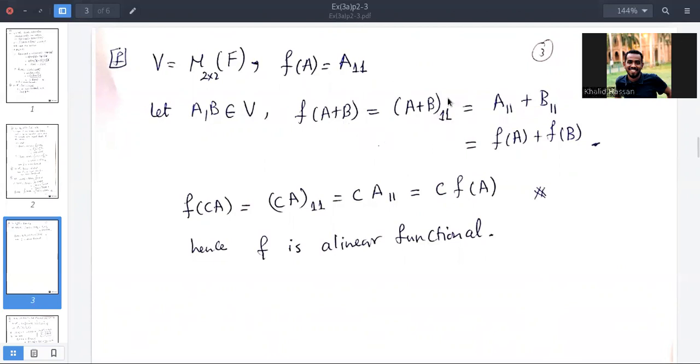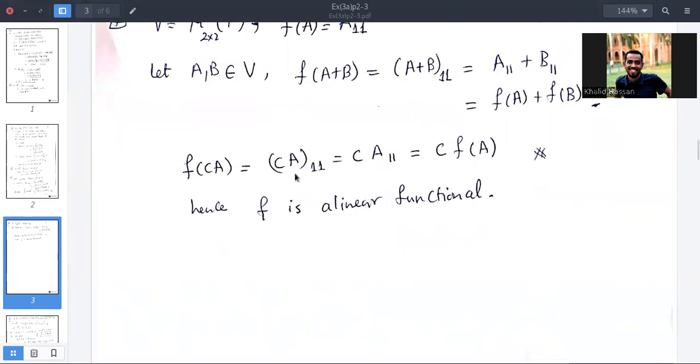So again, we can divide this sum easily. A11 plus B11 will give us the same result. So (A plus B)11 equals A11 plus B11. So A11 is F of A and B11 is F of B. Then we check the first property. Now let us check the second property.